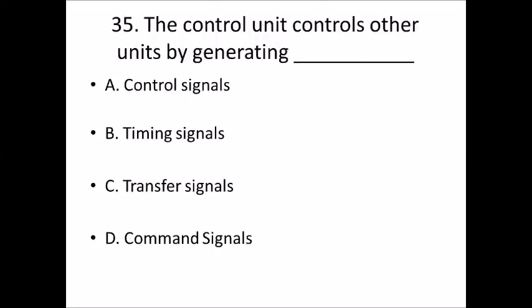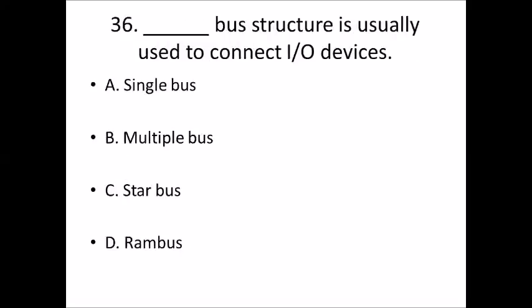The control unit controls other units by generating dash. Option A control signals, option B timing signals, option C transfer signals, option D command signals. Option B timing signals. 36th bit.